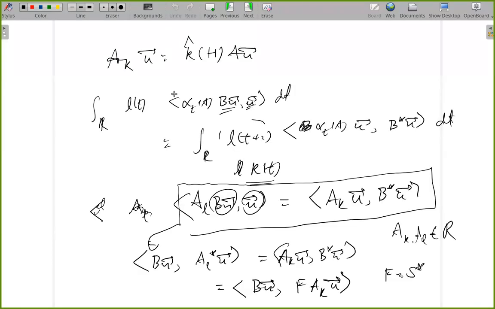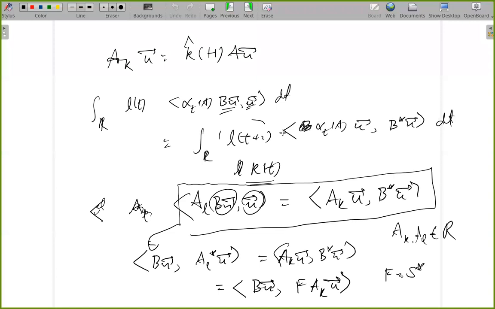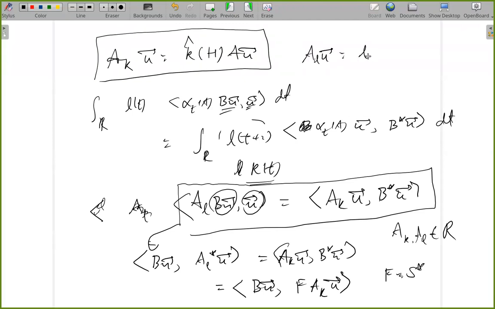So we still have to use the fact that AK of U equals K hat H of AU. We are yet to use that. And what we know is AL of U is equal to L hat H of AU, and there is a connection between K hat and L hat.